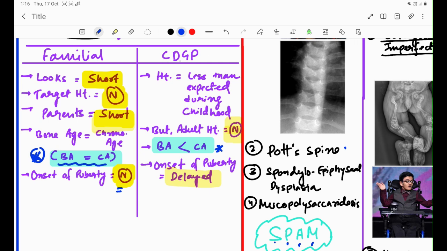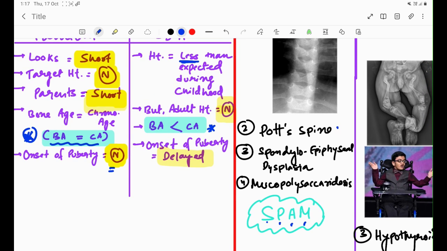But what happens in constitutional delay in growth and puberty? Here the height is less than expected during childhood. When you put the height of the child in the growth chart, you will get to know his height is less. But eventually, when he becomes an adult, the adult height becomes normal. After childhood, during puberty or probably post puberty, the height he was not gaining, he gains and covers up, and adult height becomes normal. So during childhood he was short, but in adulthood it becomes normal.